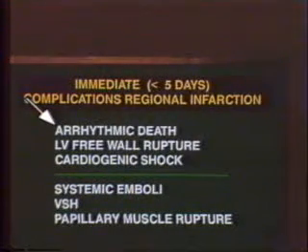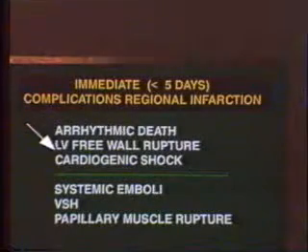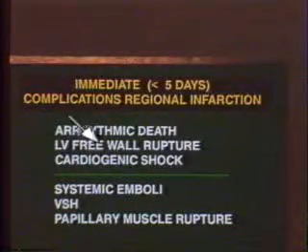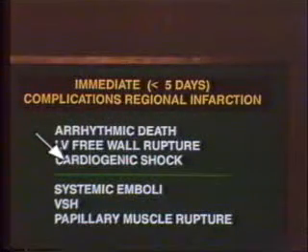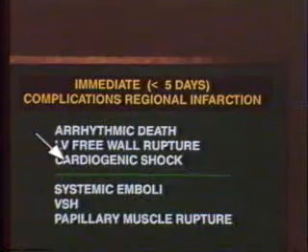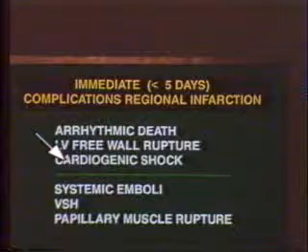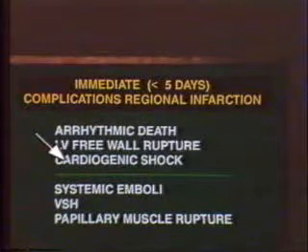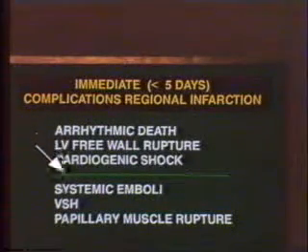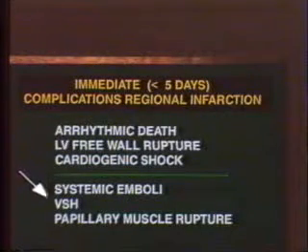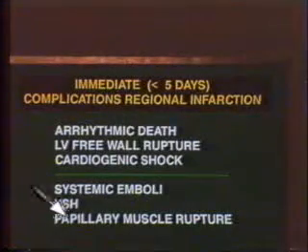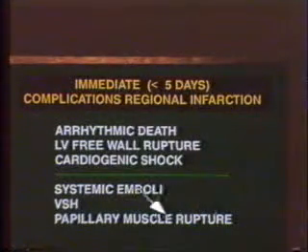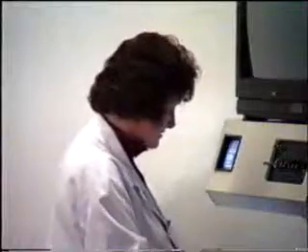In addition, in association with particularly transmural infarcts, one may get left ventricular free wall rupture. And also, depending on the extent of infarction, cardiogenic shock will develop. It often develops in association with an infarct that is greater than 40% of the volume of the left ventricle. Other complications include systemic emboli, ventricular septal defect and papillary muscle rupture. All these are common with transmural infarcts.